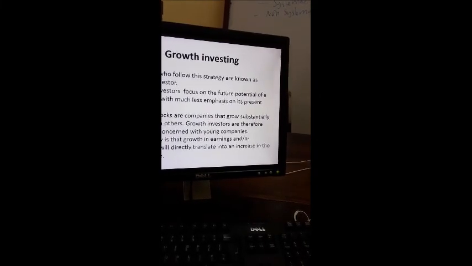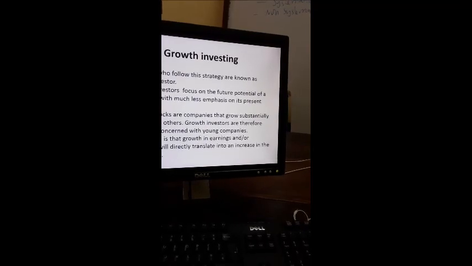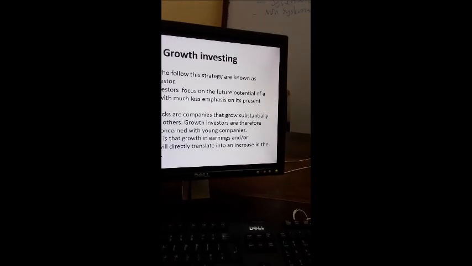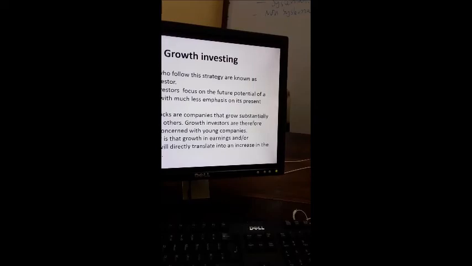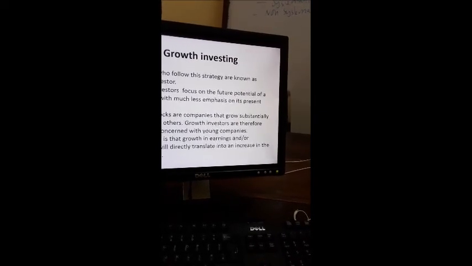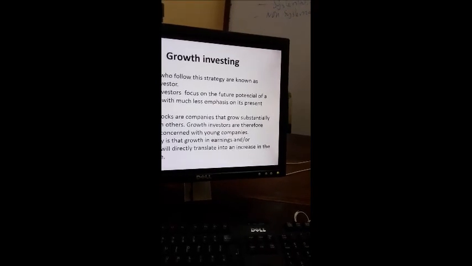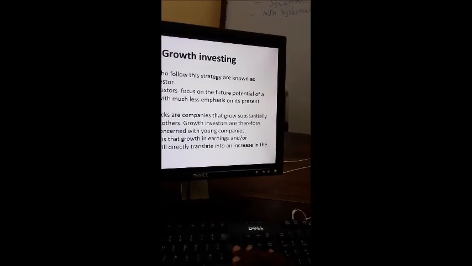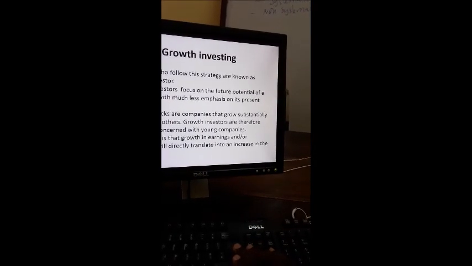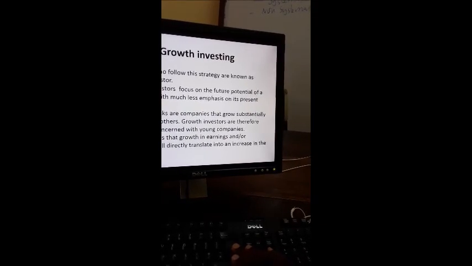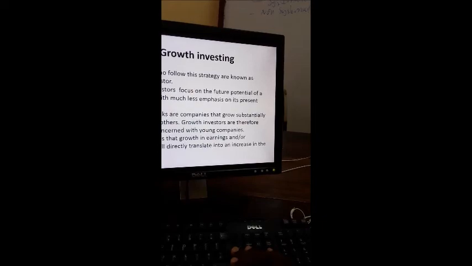So growth investors are therefore plainly concerned with young companies. The theory is that growth in earnings or revenue will be directly translated into an increase in price. So the growth investor is looking for a young company in a fast-growing sector, expecting that in the future the company will grow and the price of its shares will be much higher. So growth investors are not interested in the current dividend, but they are interested in future capital gain.